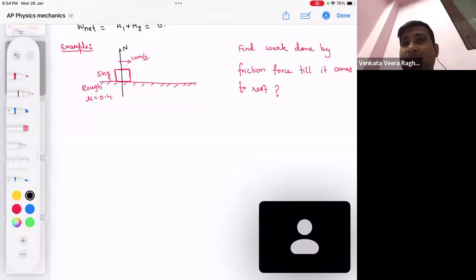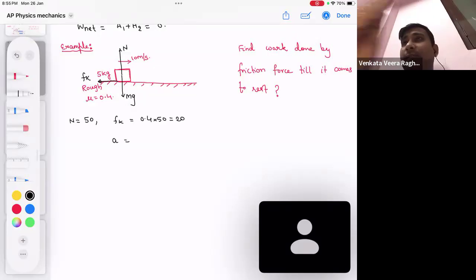Normal will act, mg will act, and it's sliding, so kinetic friction will be acting. What is the normal? Equal to mg. What is the kinetic friction? Mu into normal, which means 20. So what is the retardation produced here? Retardation will be there, because velocity is towards right and acceleration is towards left. So how much will it come to? The friction force by mass, 4 meter per second square.